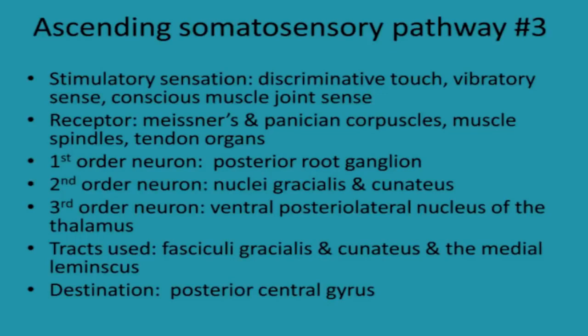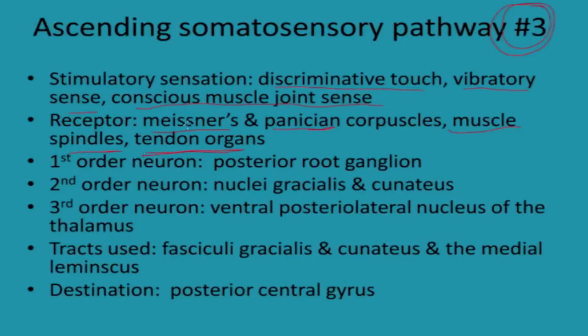So guys, this is slide number 5, and we are on somatosensory pathway number 3. The stimulus, which is a little bit more complex than the other two ascending pathways, is discriminative touch, vibratory sense, and conscious muscle joint sense. The receptors that pick up these stimuli are the Meissner's corpuscles and the Pacinian corpuscles. Also, muscle spindles and tendon organs.